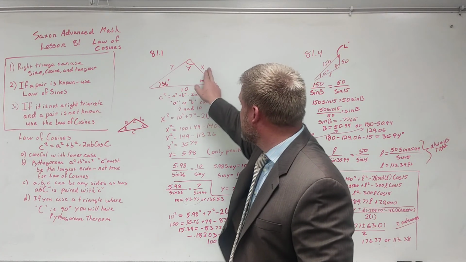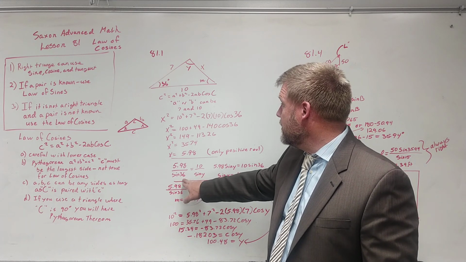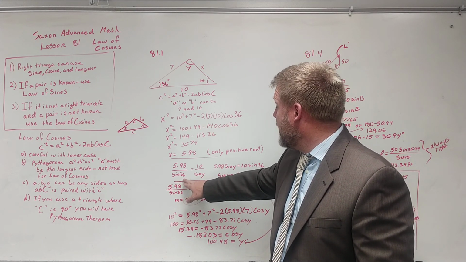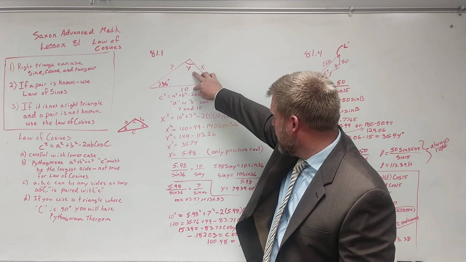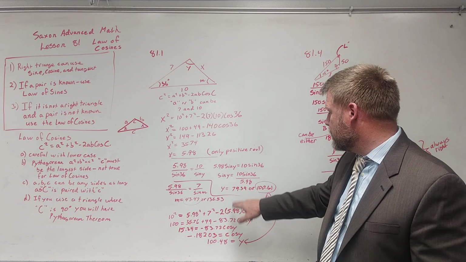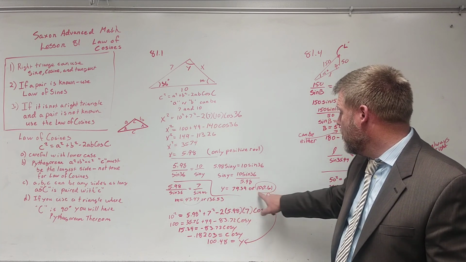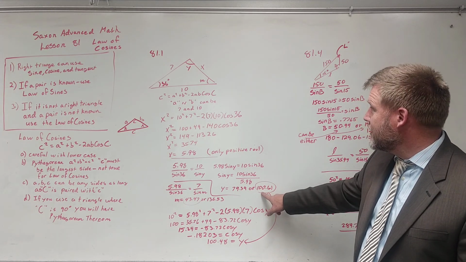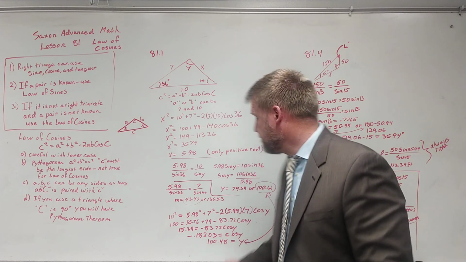If I wanted to use these pairs, I'm going to say 5.98 over sine of 36. And I'm going to be looking for the y, so I'm going to say 10 over the sine of y. There's my next pair. When I solve this out, I get two possible answers: 79.39 or 100.61. This is where my diagram is key.